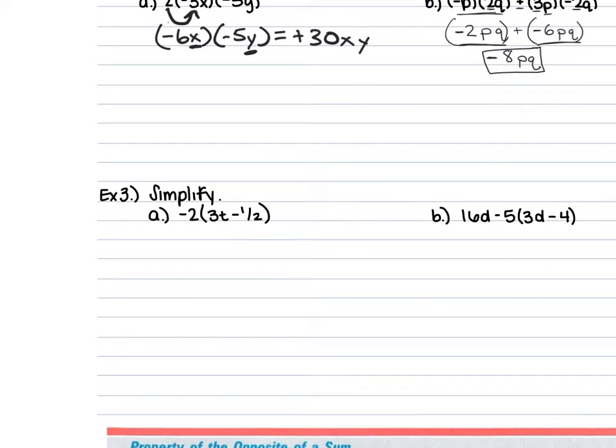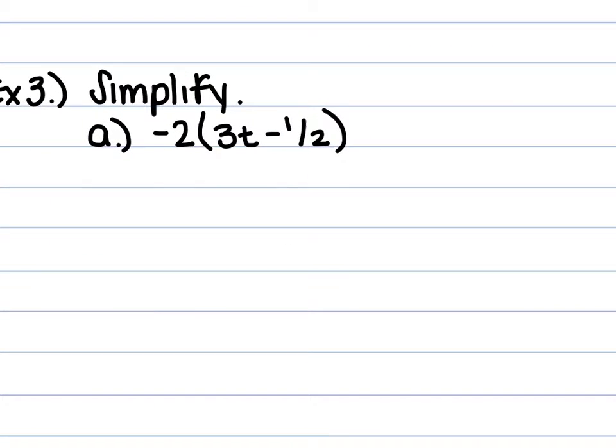All right, so let's try another example here. Notice here, I've got multiplication, I've got subtraction, I've got parentheses. My order of operations says I need to do this first. What can I do inside the parentheses?